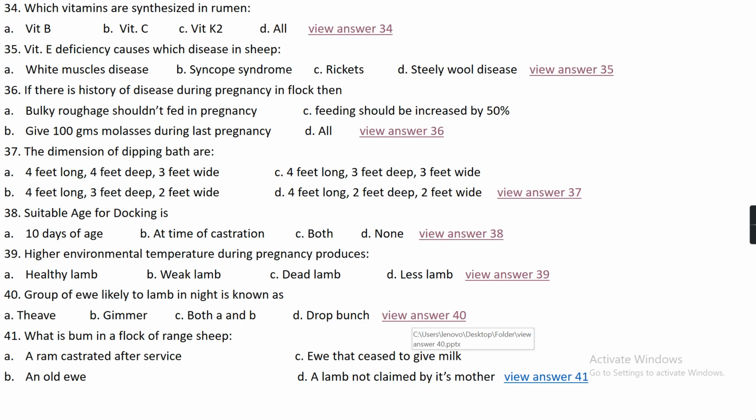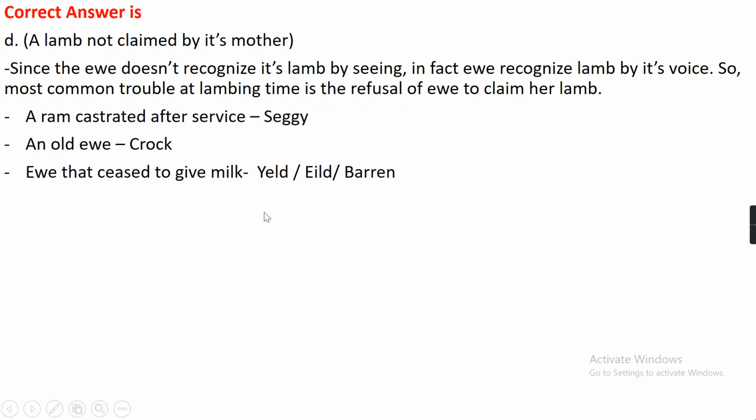Okay. Question number 41. What is bum in a flock of range sheep? Option A, a ram castrated after service. Option B, an old ewe. Option C, ewe that ceased to give milk. And option D, a lamb not claimed by its mother. The right answer is, that is, a lamb which is not claimed by its mother.